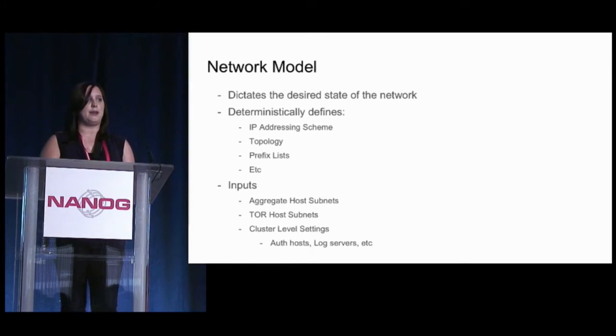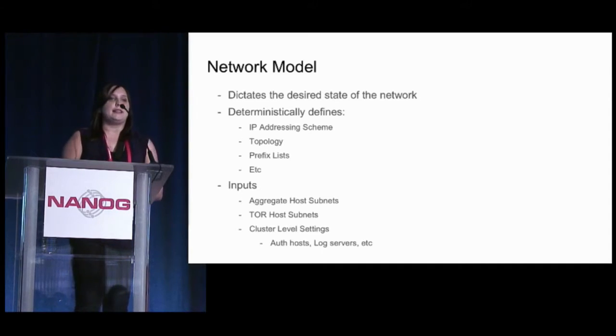So at the time anything's plugged in, we know exactly the IPs it's going to get, we know exactly where it should be plugged in, and all that good stuff. But it's not enough just to say the state that we need on creation. We also do have those changes I mentioned, so we do take in inputs from our network engineers into the model. Those inputs can be things like new host subnets that we want to advertise, configurations for the Tor host subnets, and then the generic cluster level settings, things like auth hosts, log servers, NTP servers, all that good stuff.